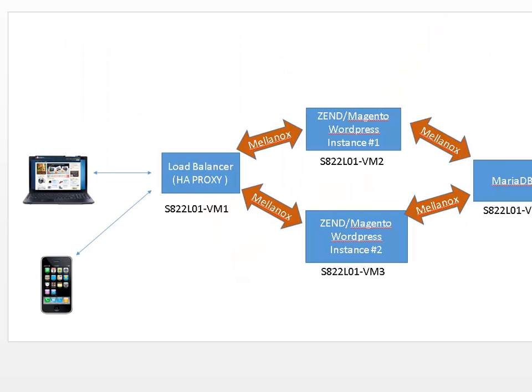VM1 is being loaded with the load balancer and connected to VM number 2 and 3 over the Mellanox high-speed network. VM 2 and 3 are being loaded with Xenserver and the sample business apps, Magento and WordPress, and then connected to VM 4 over the Mellanox high-speed network. VM 4 is being loaded with MariaDB that's been optimized to run on Power8 hardware.